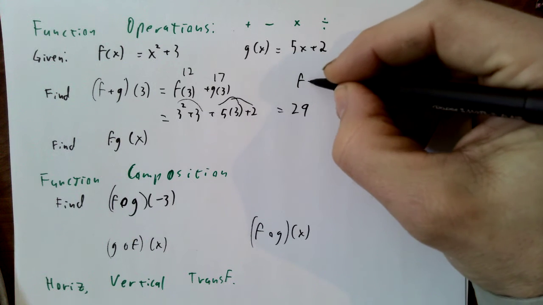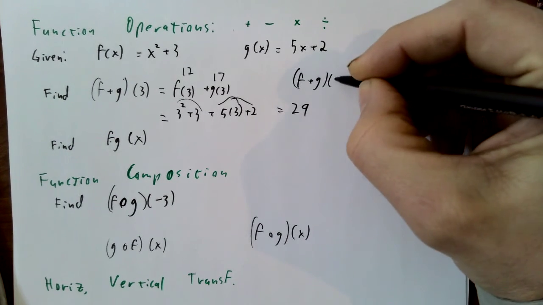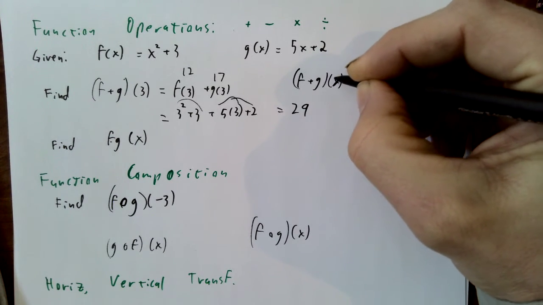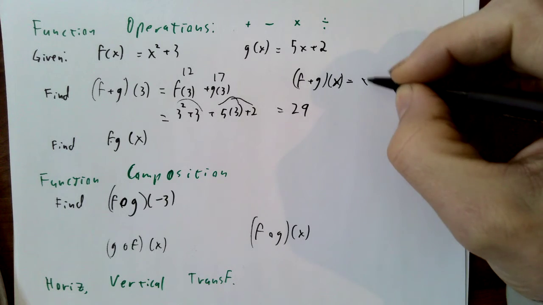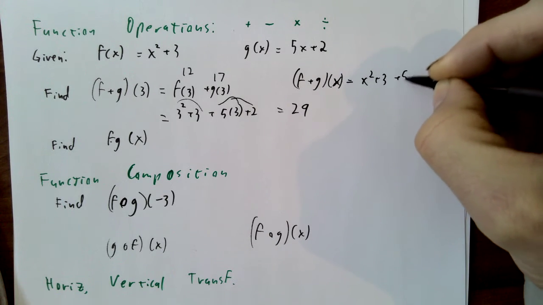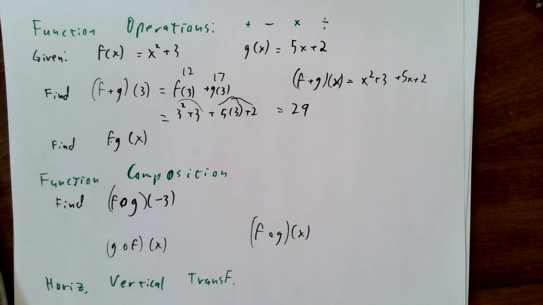(f + g)(x) is just saying to add those expressions together. So that would be x squared plus 3 plus 5x plus 2. You could combine some terms a little bit there, but that's just the expression of adding those two functions. It's just adding the two expressions.